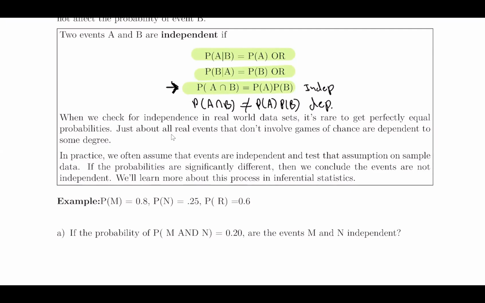Okay. If you remember going back to the multiplication rule, we said if I already know the events are independent, I can just use this formula.